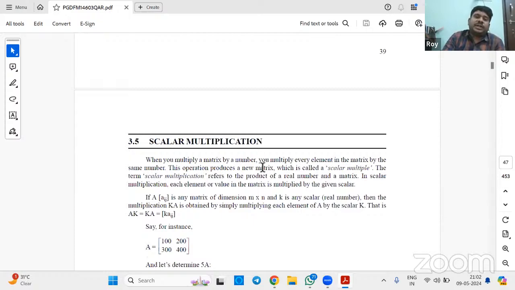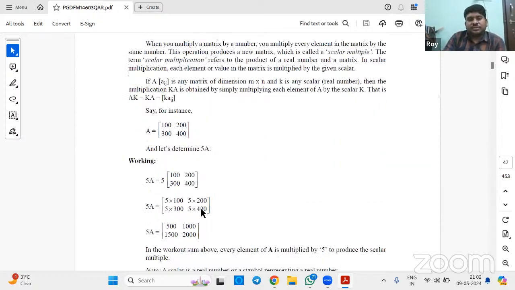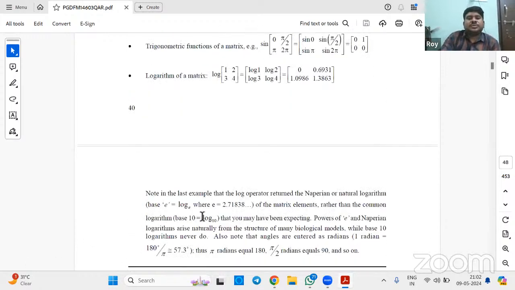I'm not getting into that. Now scalar multiplication, let's determine 5A. 5 into A, you multiply this, it will come, right?